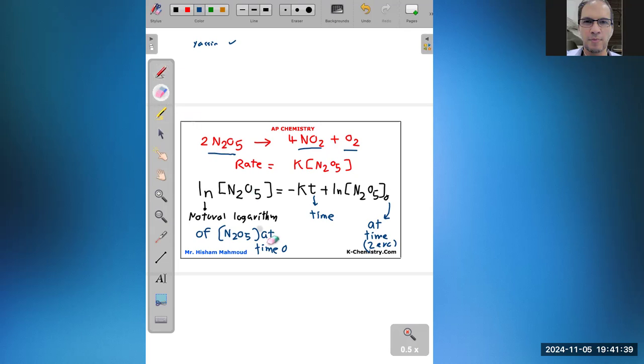I'm sorry, I wrote time 0. It should be at time t, at a certain time, whatever time I'm asking for. And here at the time 0 at the beginning of the reaction. This is called the integrated rate law.